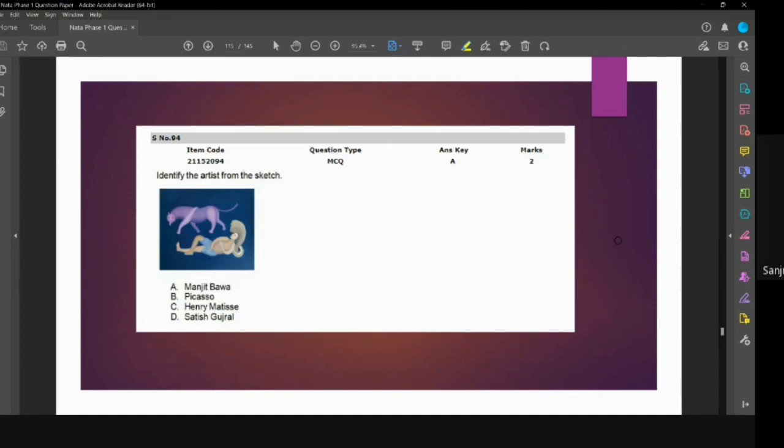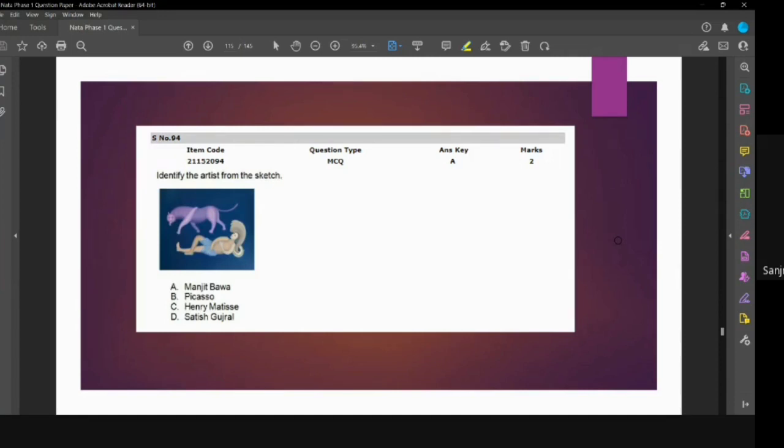Next question is to identify the artist from the sketch. So ഇവിടെ ഒരു artwork തന്നിട്ടുണ്ട്. ഈ artwork ചെയ്ത artist ഐഡന്റിഫൈ ചെയ്യാനാണ് ചോദിച്ചിരിക്കുന്നത്. The options are Manjit Bava, Picasso, Henry Matisse, and Satish Gujral. The correct answer is option A, that's Manjit Bava.